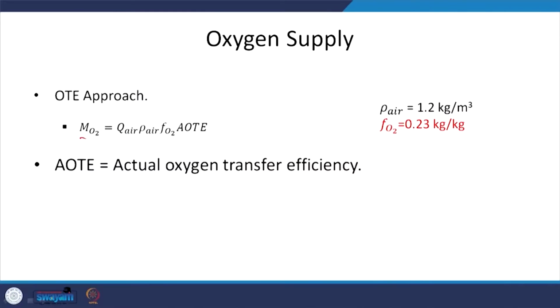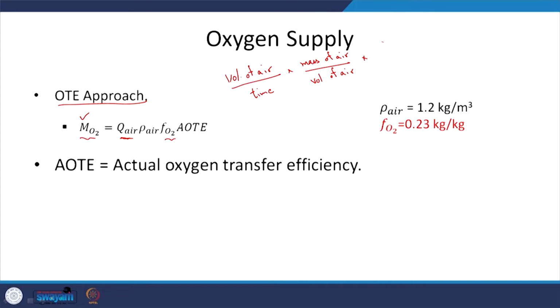So, what is the mass of oxygen? How can I calculate that? I know the airflow that is required, let us say. This I calculated from my fundamental approach, right, or I can calculate now. One aspect I need to mention is that earlier we looked at the fundamental approach. This is based on the oxygen transfer efficiency approach, let us say. This is the flow rate of air, as in volume of air with respect to time. Density of air, as in mass of air per volume of air, let us say, and the fraction of oxygen in air, right.